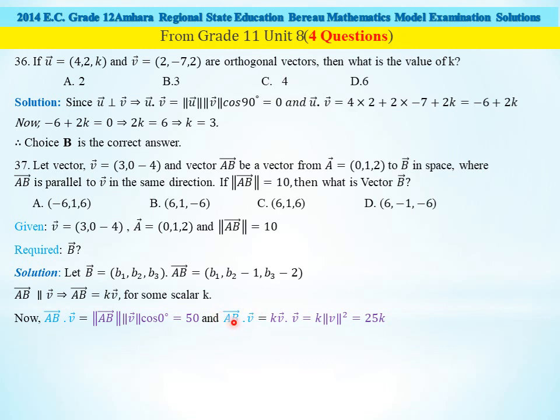And also we know vector AB dot vector b is equal to k times vector b dot vector b, because I said vector AB is equal to k times vector b. So in place of vector AB I can substitute k times vector b. Using the properties of the dot product, that is k times the norm of vector b squared. The norm of b is 5, and 5 squared is 25, so 25 times k. So by transitivity, 50 is equal to 25k.